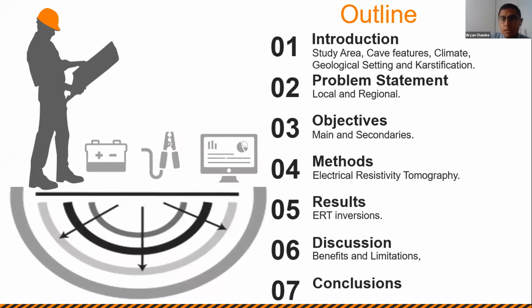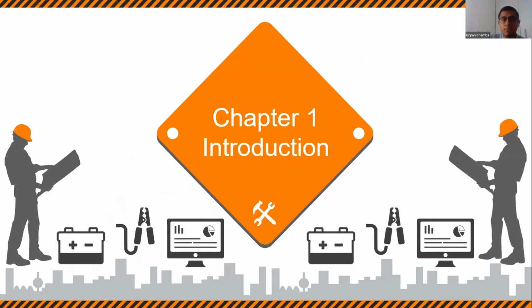So this is the outline. First, we will have the introduction where we will cover the study area and cave features. Then we will have the problem statement, the objective, and the method, which is the key part of this presentation, the electrical resistivity tomography. Then we have the results, which are the inversions, the discussion, and the conclusion. So chapter number 1, introduction.